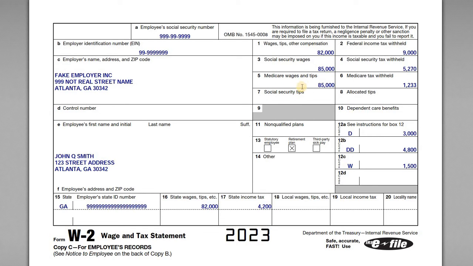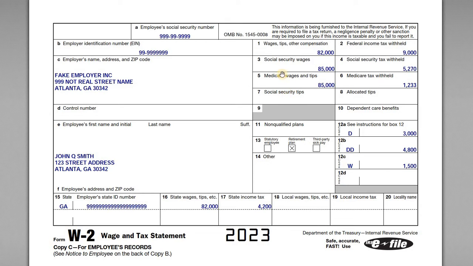So in this example here, let's say the gross wages were $85,000. That's all being subject to Social Security. But the amount that gets actually subject to federal income tax is only the $82,000 because we have a $3,000 pre-tax deduction for 401k contributions.